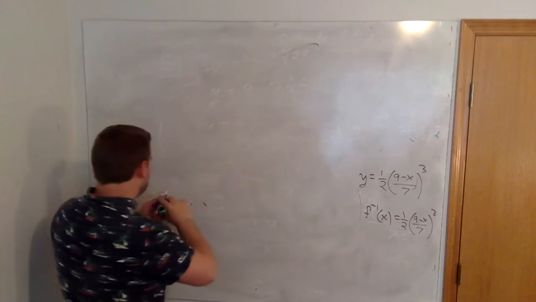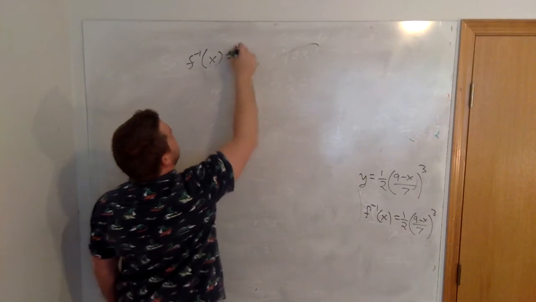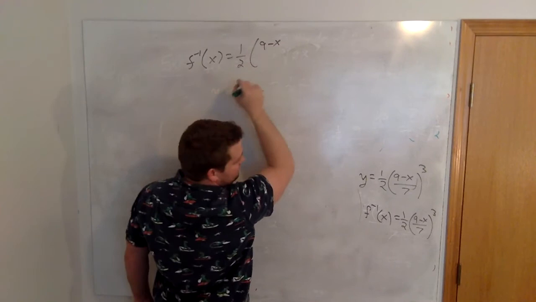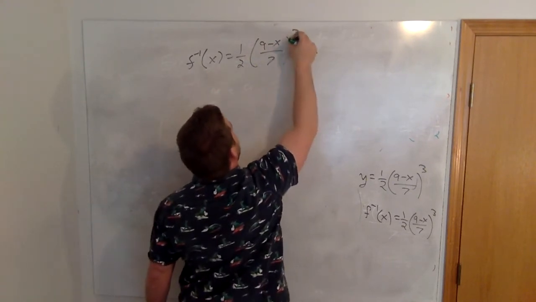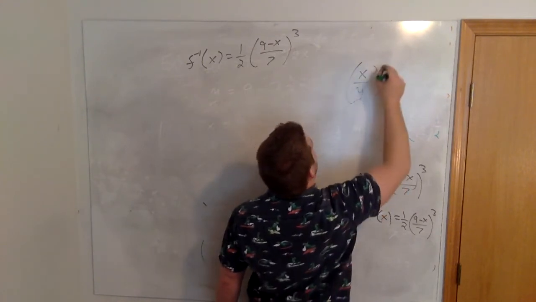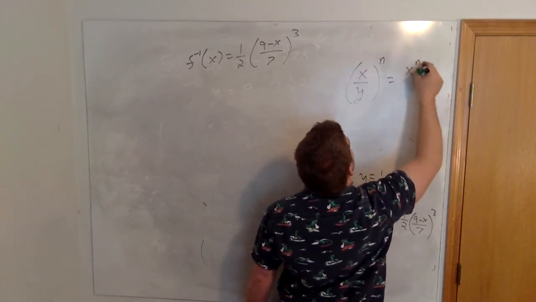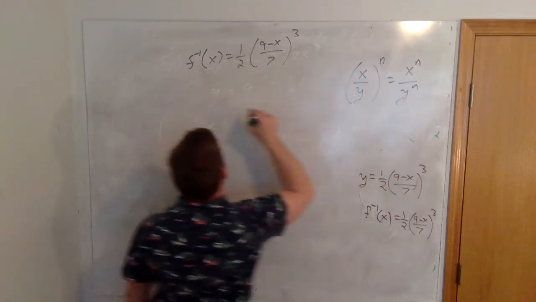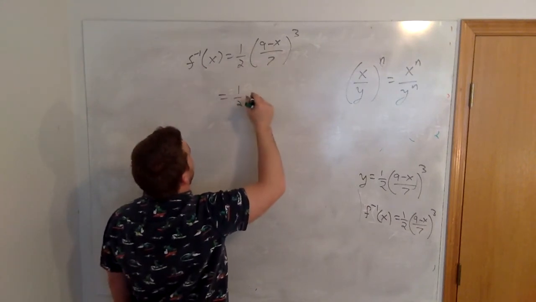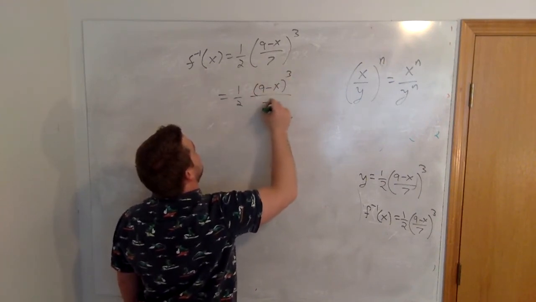So see, we have found out that our f inverse of x was equal to 1/2 times (9 minus x) all over 7, cubed. If you would like, there's a nice property of exponents: x over y, to the nth power, is equal to x to the n over y to the n. So this would be equivalent to 1/2. Again, this is a completely fine answer. Just trying to give you another option on how to write this. This would be the same thing as (9 minus x) cubed all over 7 cubed.